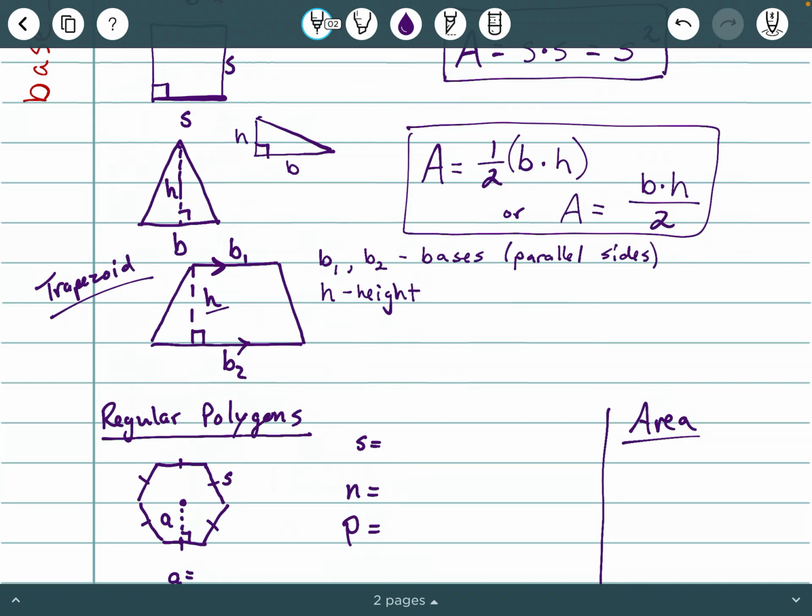Our formula for the area of a trapezoid is 1/2 of one base plus the other base, all times the height. Or you could see it written as area is base 1 plus base 2, you have to add those together still, in parentheses, times the height, all divided by 2. You can do it that way too.